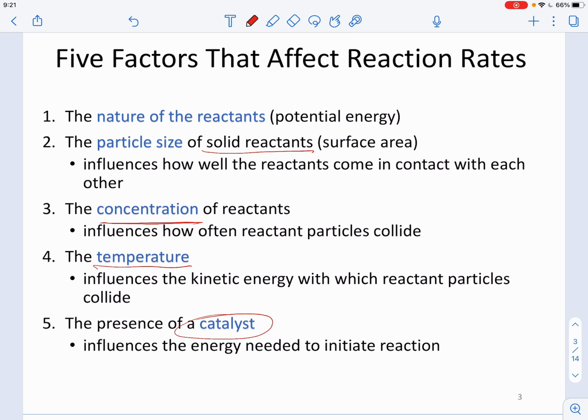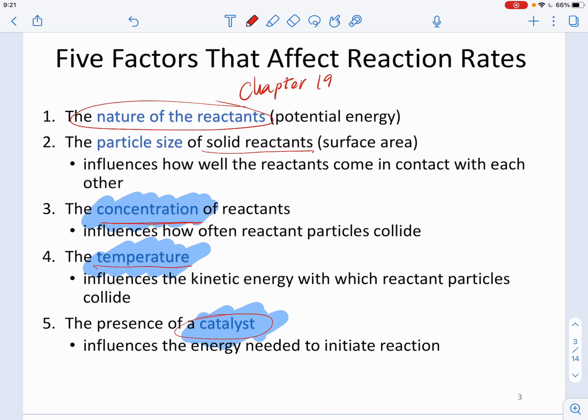For chapter 14 purposes, we are going to focus our attention on concentration, temperature, and catalysts. Okay, we are not going to deal too much with the nature of the reactants or particle size. Probably in chapter 19, we are going to understand a little better the nature of the reactants. But for now, just concentration, temperature, and catalyst.